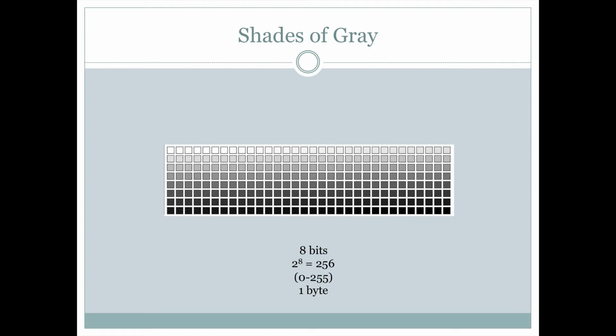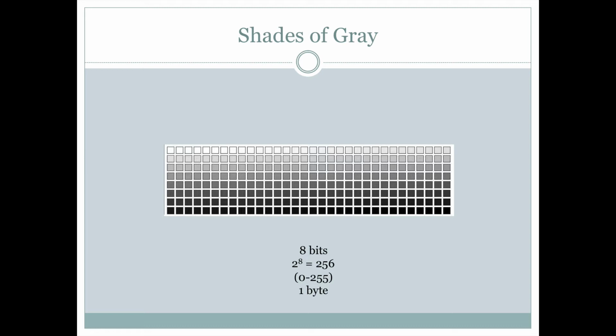Let's talk about shades of gray. Shades of gray are all the variations we can get between plain white, represented in the upper left corner of this image, and pure black, which is represented in the lower right corner. In between, we could have all sorts of mixtures of black and white in order to get different shades of gray.